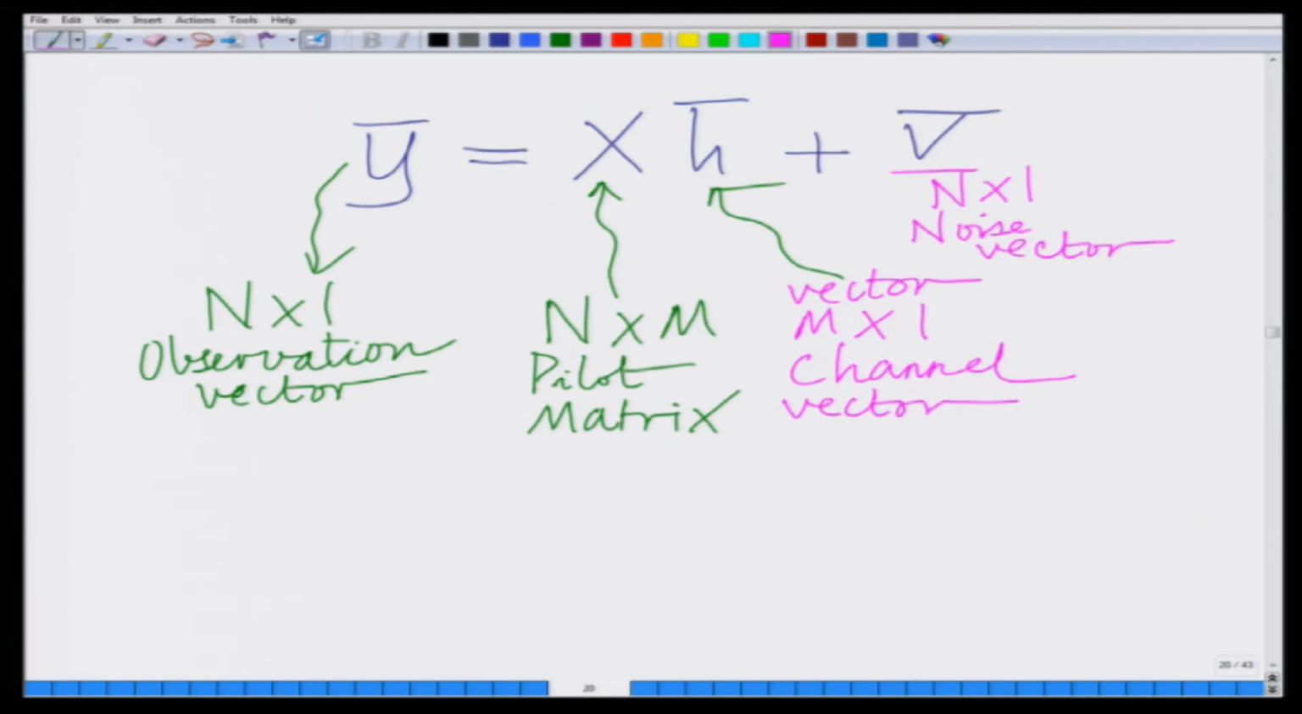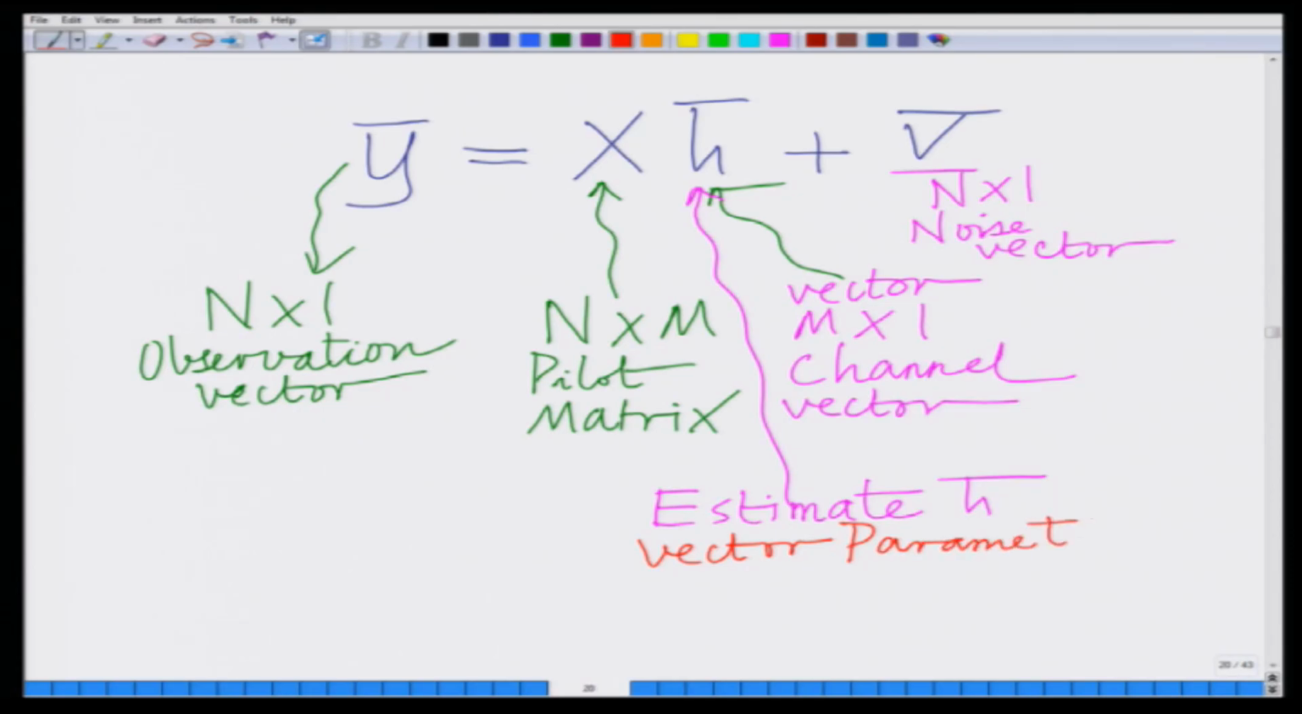This is the matrix or vector input output system model, and we need to estimate h bar, which is your channel vector, a vector parameter. So, this h bar is the vector parameter which we are interested in estimating. Now I have formulated this in a very compact and tractable fashion.